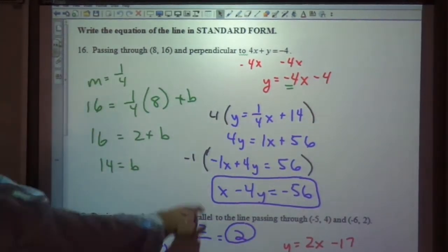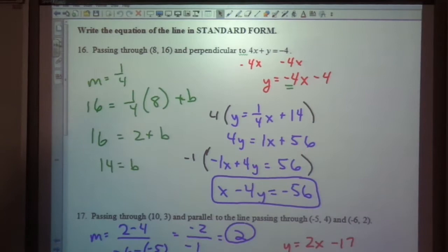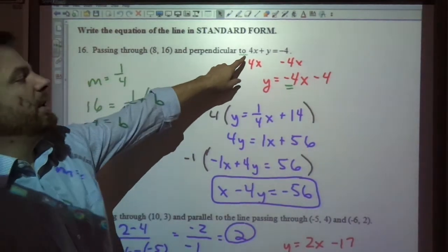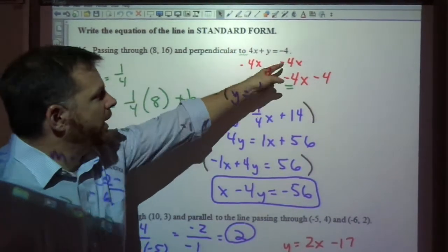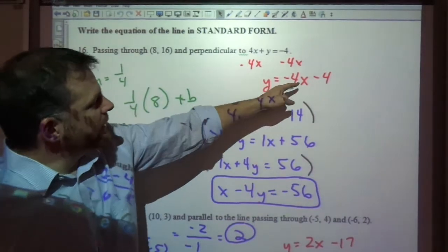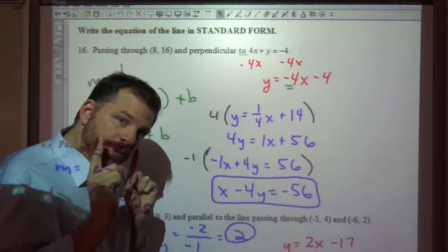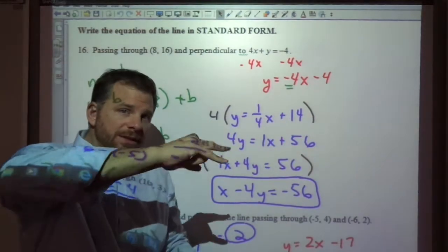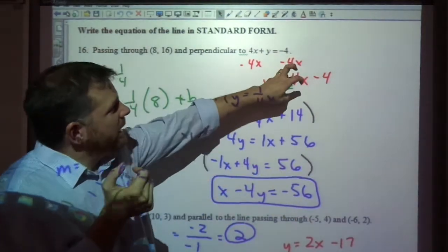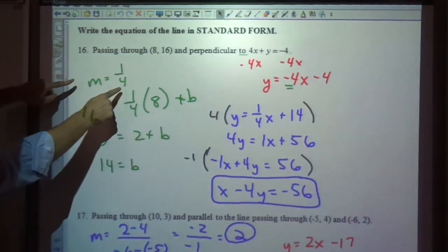We're going through perpendicular to this line here. So I need to find the slope on this line. I'll put it in slope-intercept form. If I subtract 4x from both sides, that moves it over here. So the slope of this red line is negative 4. My line is perpendicular to it, so I have to take the opposite sign reciprocal slope of negative 4. So my slope will be positive 1/4.